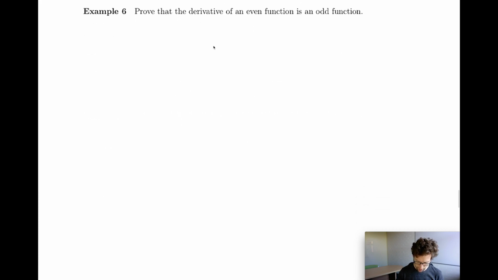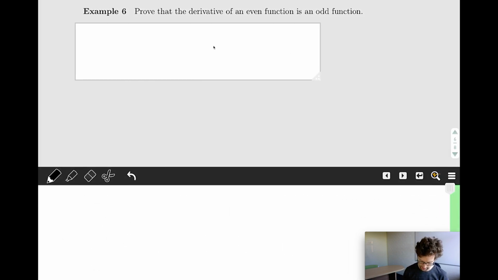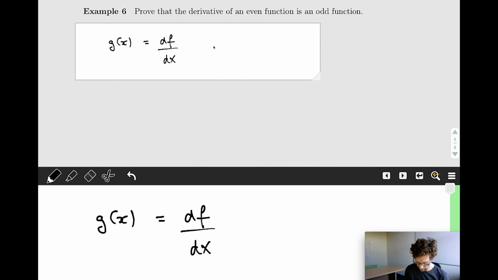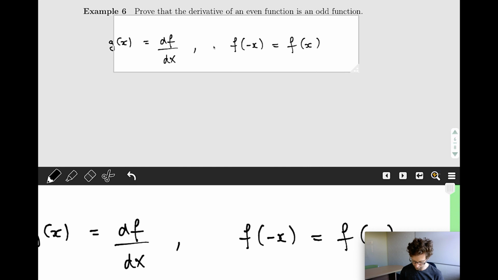Let's take a look at another example of a result involving even and odd functions. I'm going to prove that the derivative of an even function is an odd function. So let's introduce our odd and even functions. Let's say that g of x is equal to df dx, where f of x is an even function. So f of x has the property that f of minus x is equal to f of x.